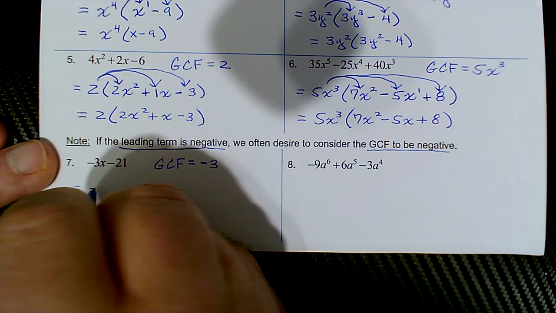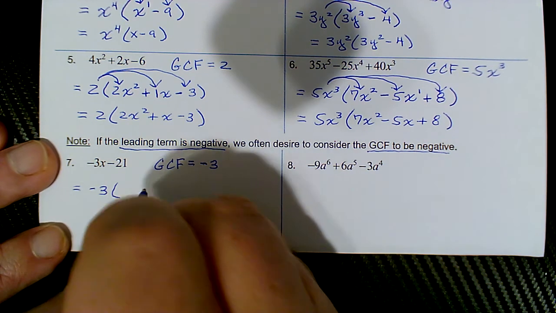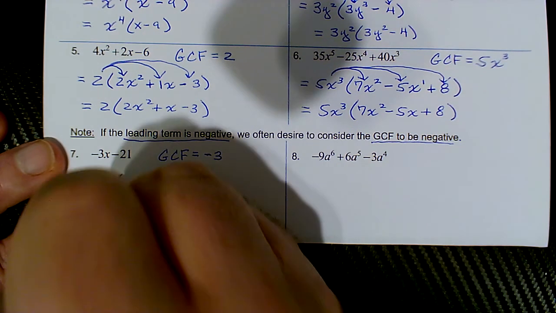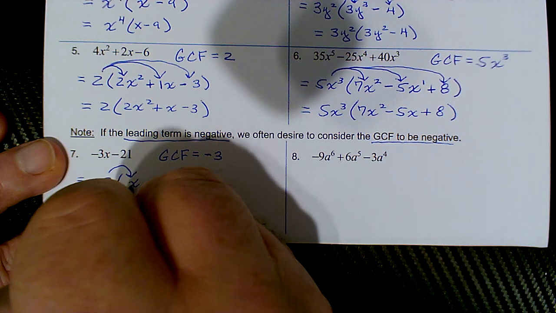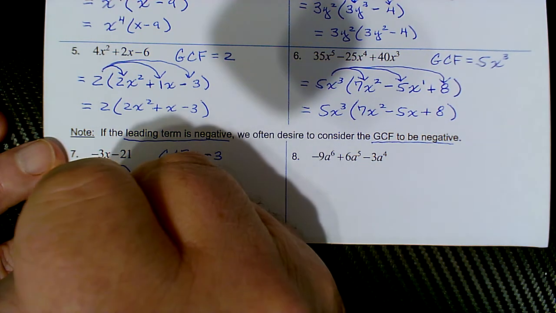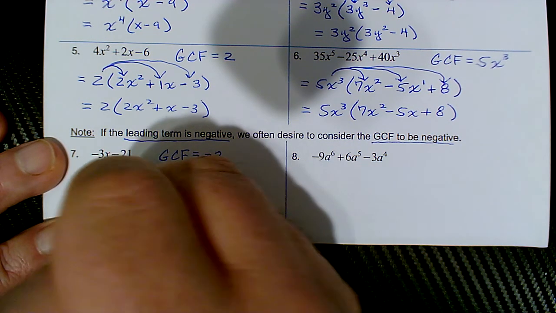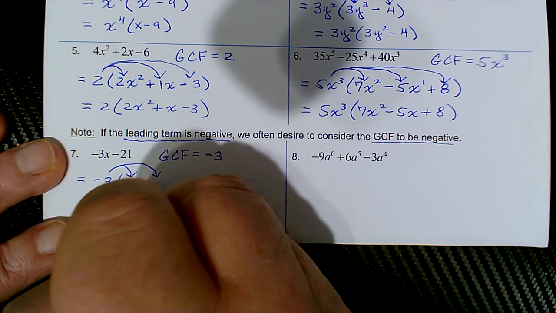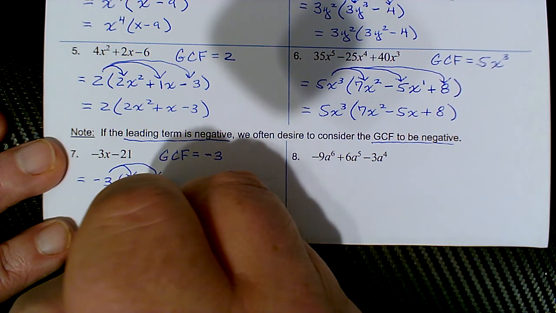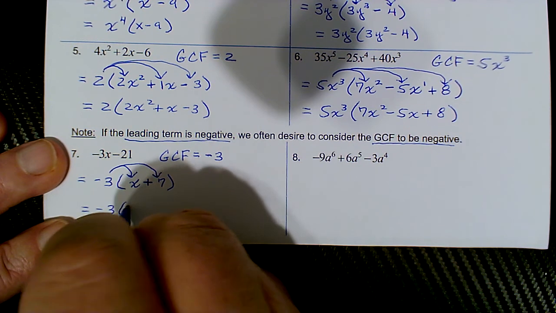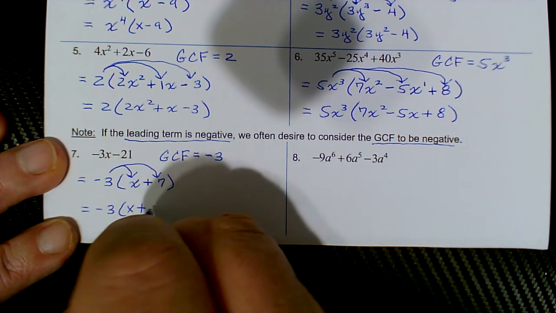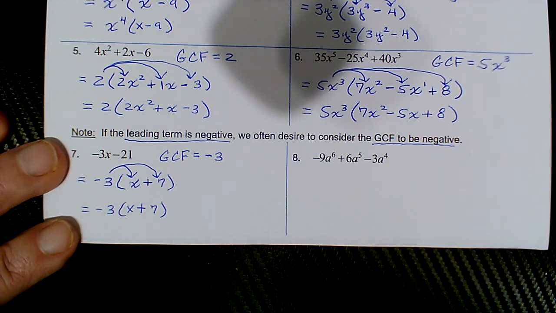And then again, reverse the distributive property. Negative 3 times what gives negative 3x? All we need is an x. And negative 3 times what gives negative 21? So that would be a positive 7. So again, recopying the answer: negative 3 times the binomial x plus 7.